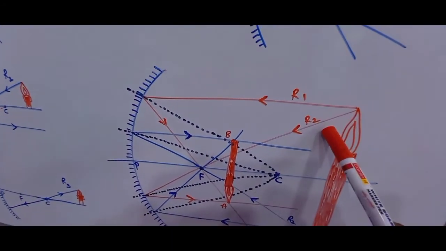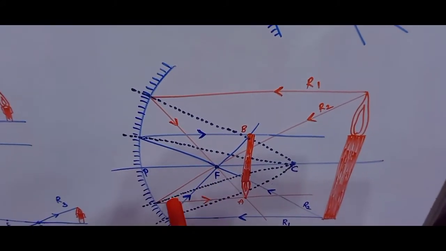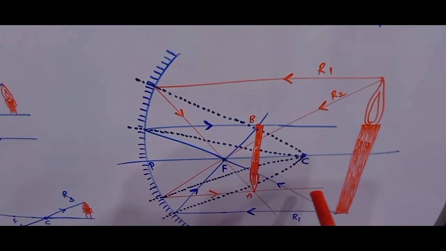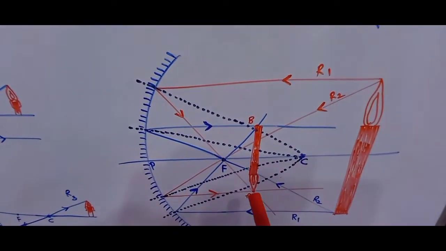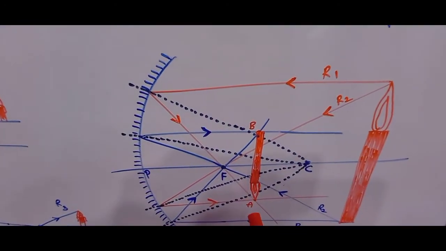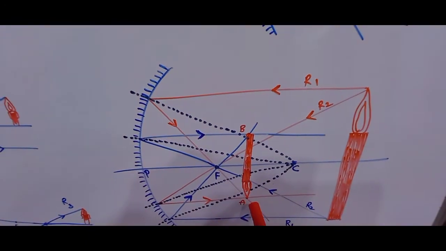Then the second incident ray, that is R2, is incident through the focal point of the mirror, so its reflected ray is passing parallel to the principal axis, according to rule number 2. Then the two reflected rays of R1 and R2 are meeting at the point A. So here exactly we will get the image.